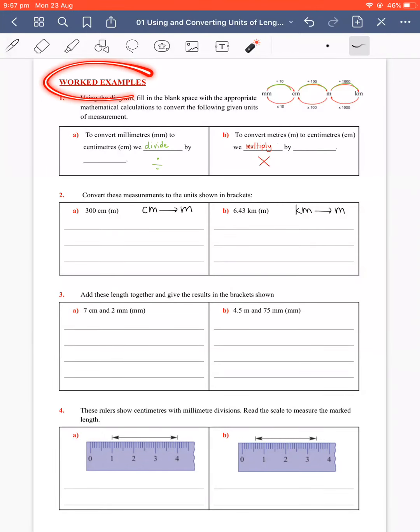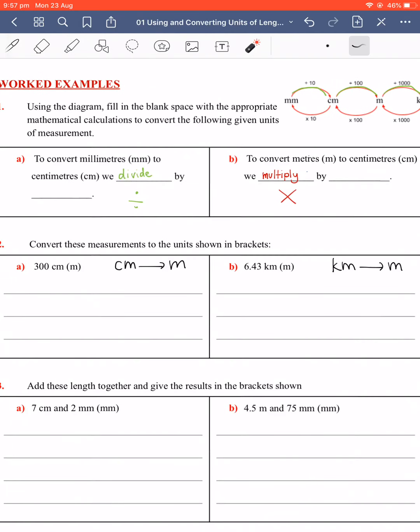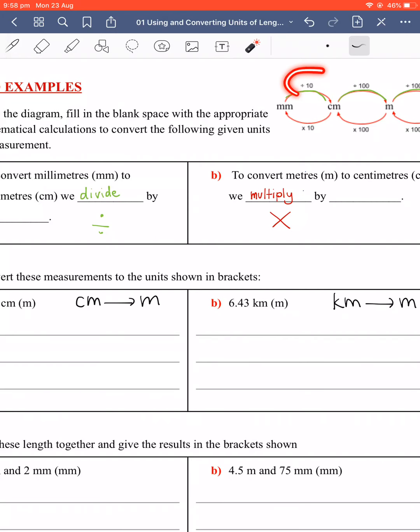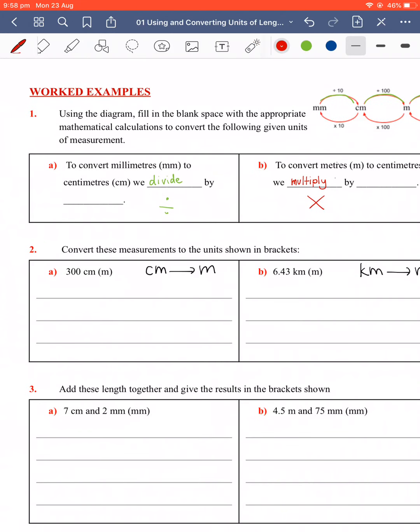Onto our worked examples now, so let's go through. If I am converting from millimeters to centimeters, I am going up. I'm starting small and I'm going bigger, so I'm actually going to be dividing, and in this case I am going to be dividing by 10.